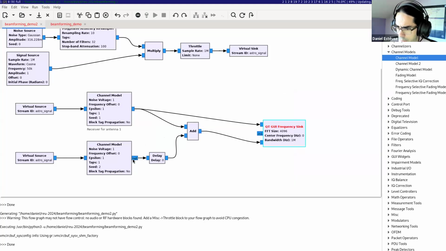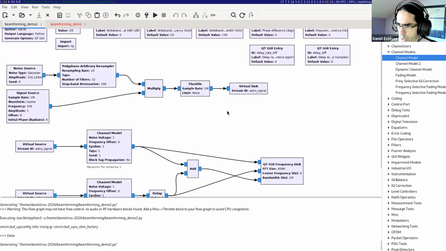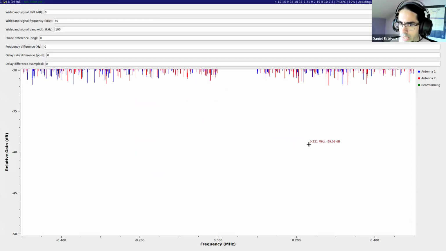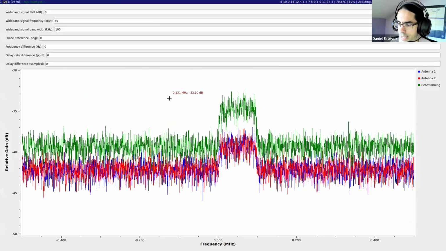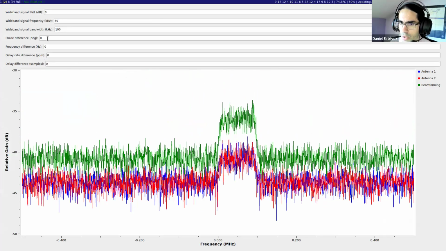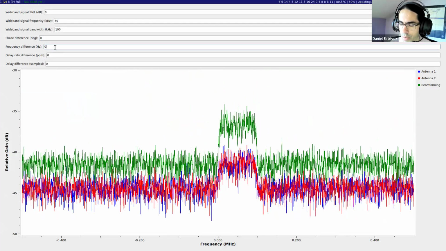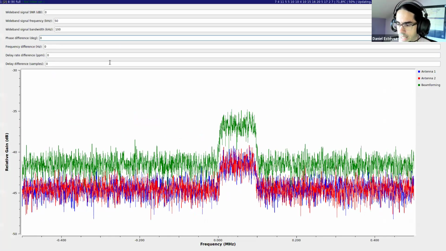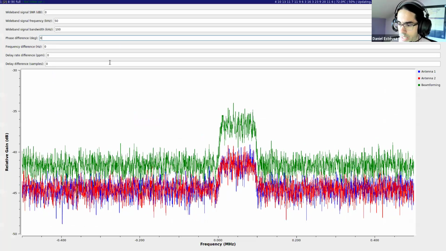And let me show you how this looks when I run the flow graph, and then I will stop for questions. So I'm going to play this. And this is as we had before, because we have adjusted the phase difference to 0, frequency difference 0, everything is 0. So this is the ideal case when the same signal is arriving at both antennas.